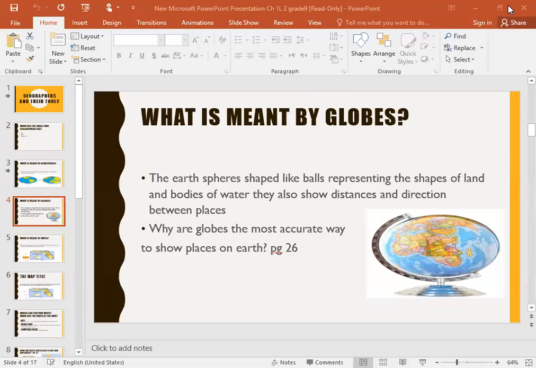Globes show physical and political features such as the land masses and bodies of water and countries around the world. So it's the right answer. We consider them the most accurate way to show places on Earth because the globe is shaped like a sphere or a ball. So they show us the accurate land forms and the accurate bodies of water in the correct places. They also resemble distances and directions between places more than a flat one. We also have another tool, which is the map. The map is flat, so it's not as accurate as the globes.